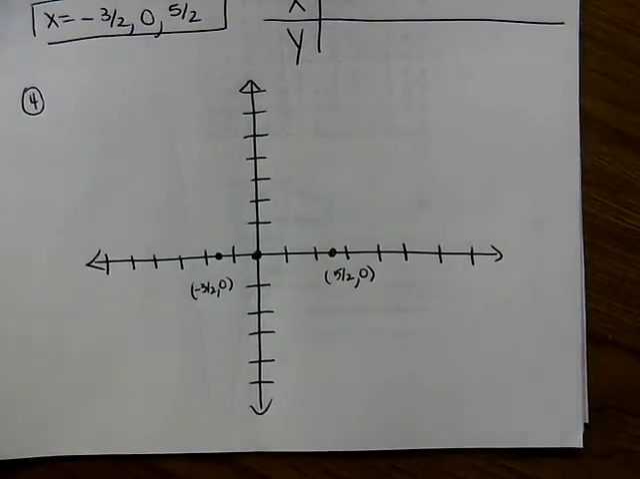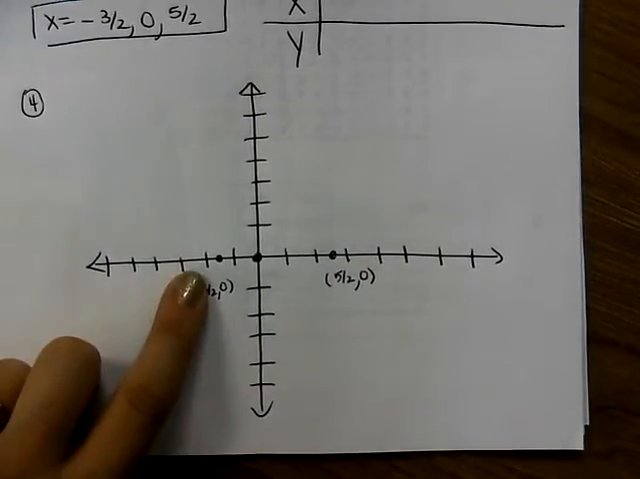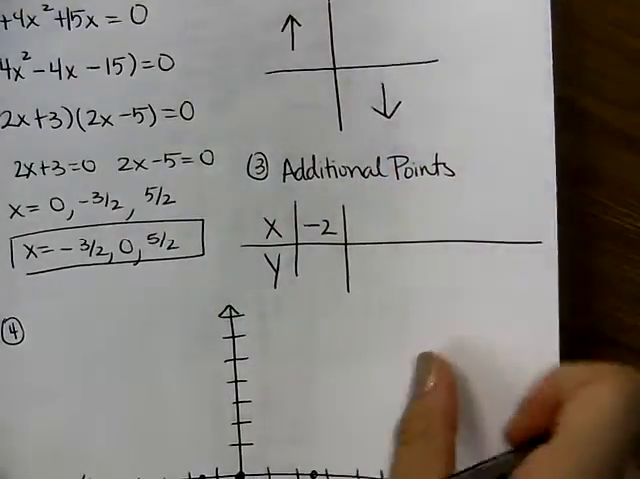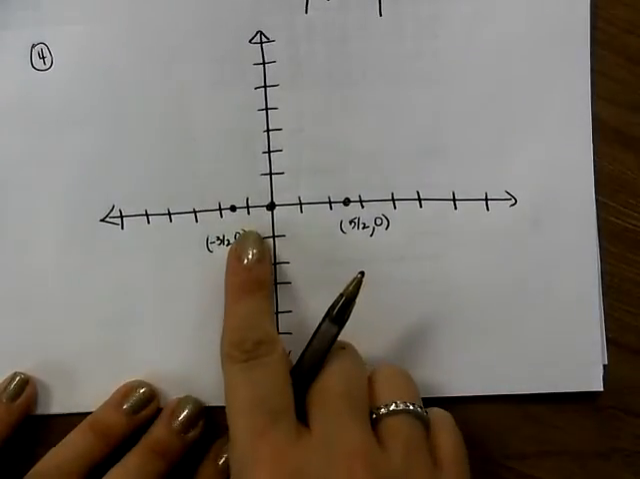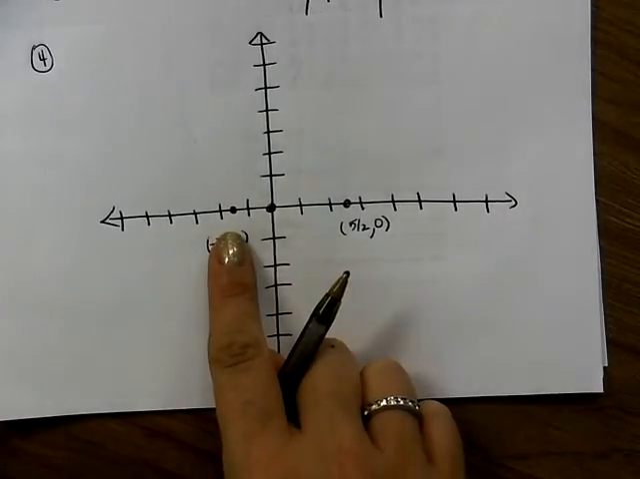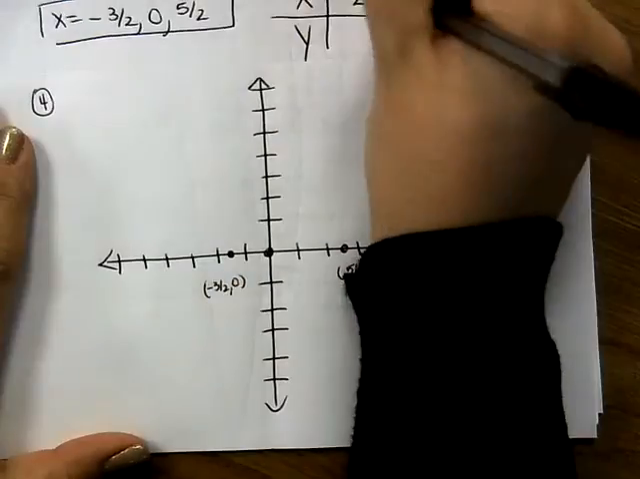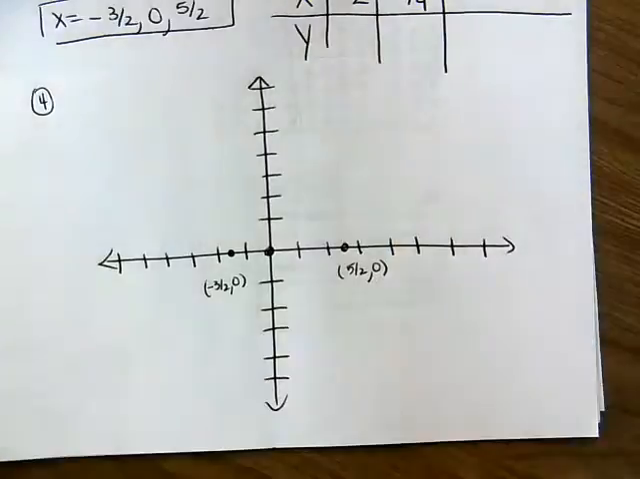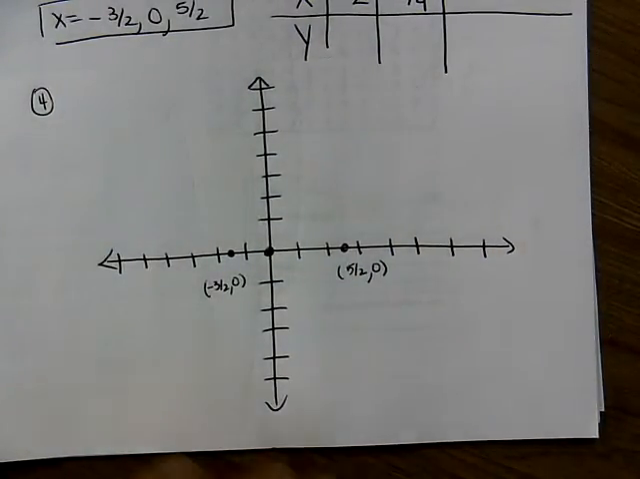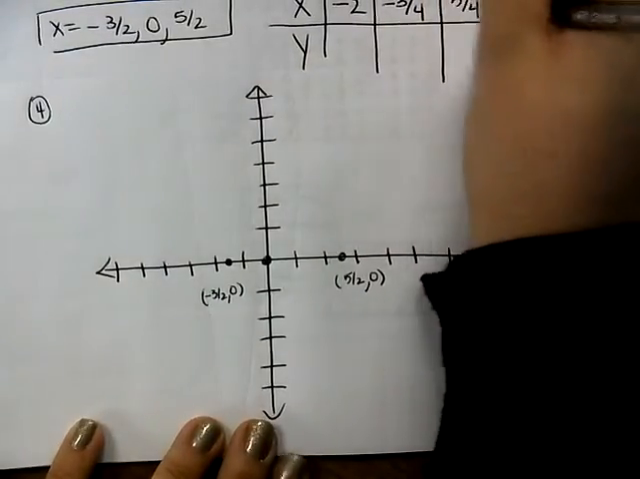Okay, now what kind of values do we want to put on our table? Would you agree we want to choose a negative 2? Maybe, or negative 3. So I'm going to put negative 2 there. Between 0 and negative 3 halves, what is the halfway point? Negative 0.75, or negative 3/4, so that one's going on there. How about between 0 and 5 halves? 5/4, so 5/4 has got to go on there.